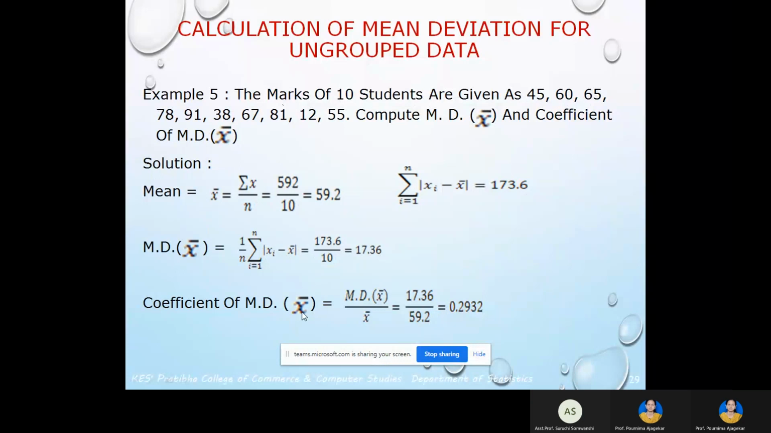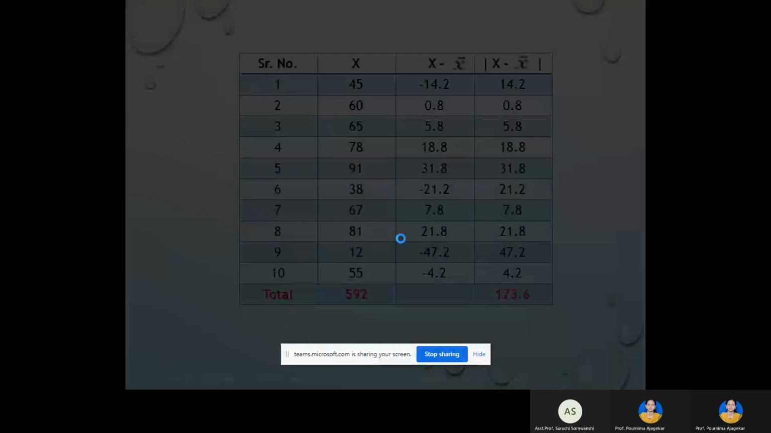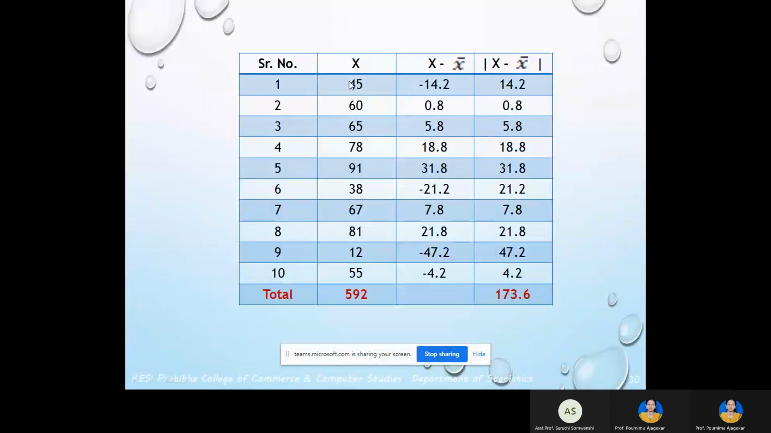Then coefficient of mean deviation is equal to mean deviation about mean divided by mean. So that is equal to 17.36 divided by 59.2, which is equal to 0.2932. Okay, so in this way we can calculate the mean deviation about mean for ungrouped data or for raw data. So here you can see the table of calculations. Firstly, we have to compute the mean, and then after that we have to take the deviations of observations from mean, and then we have to consider the absolute deviations.